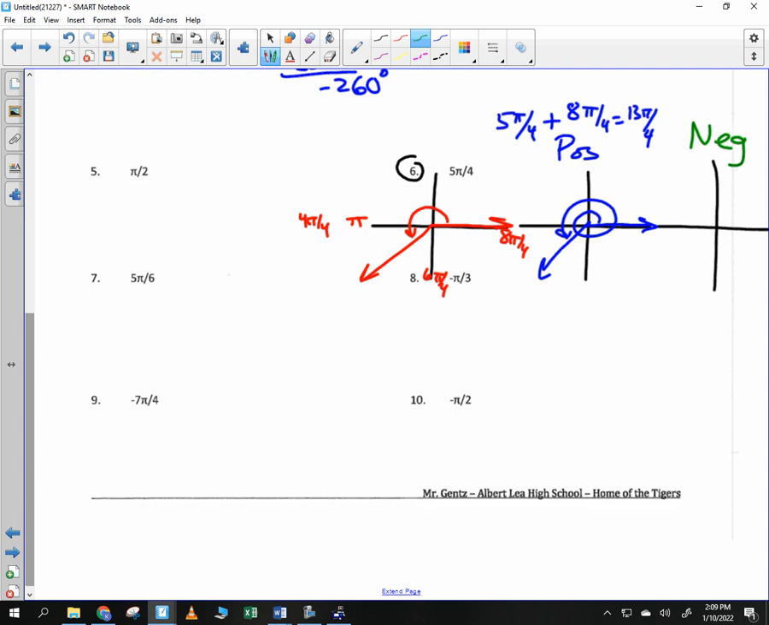And if you did the negative one, instead of doing 5 pi over 4 plus 8 pi over 4, you would do 5 pi over 4 minus 8 pi over 4. And if you did that, you would get negative 3 pi over 4. So 8 pi over 4 is the same as 2 pi. So in the previous example, we added or subtracted 360. And 2 pi is the same as 360 degrees. Okay?